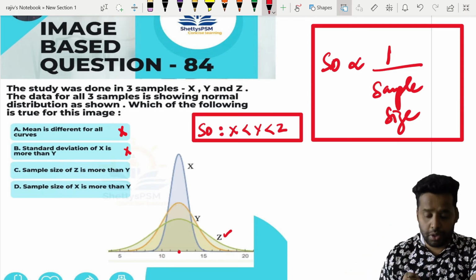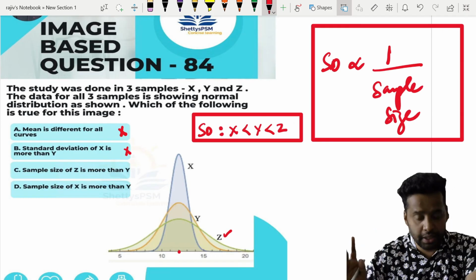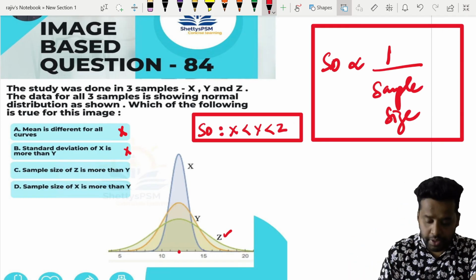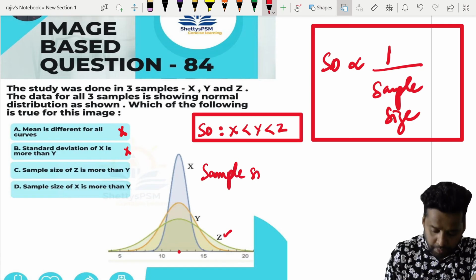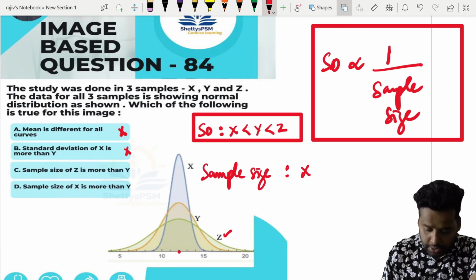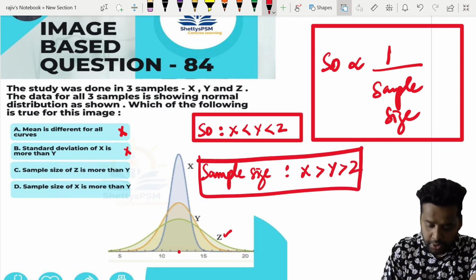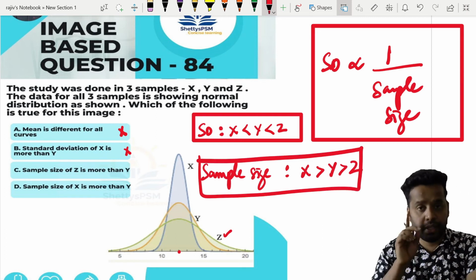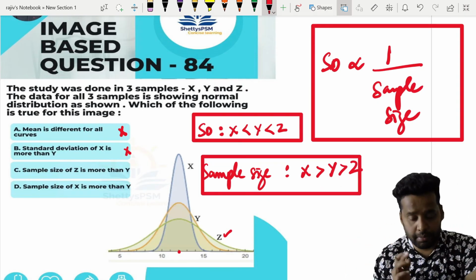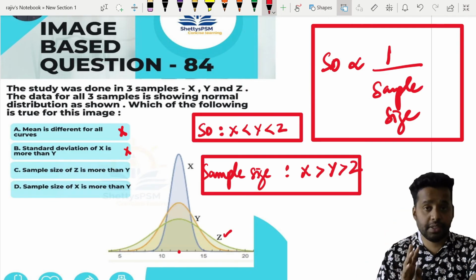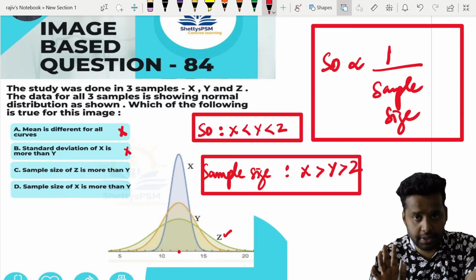As you know, the formula of standard deviation and sample size are inversely related. Now if the standard deviation sequence is like this, make a sequence for sample size. Just opposite. Good. These two sequences you should know. First make a sequence of deviation or spread, then just the opposite sequence for sample size. X has the highest sample size, Z has the least sample size.